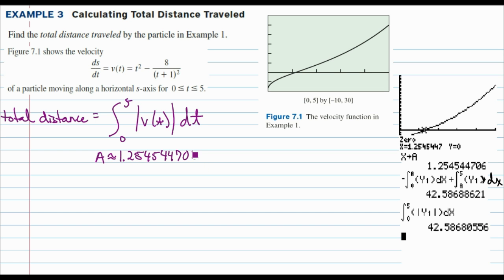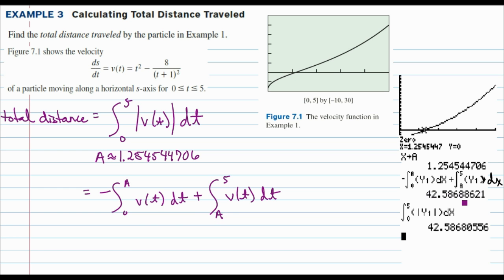Well, now on your piece of paper, you can say a is about 1.254544706. Well, now I get to rewrite this antiderivative as the opposite of the signed area from 0 to a, because that would be negative, and then plus the area from a to 5 of v of t dt. So now I don't have to write 1.255 every time. I could just state that a equals that and then use a on my piece of paper.